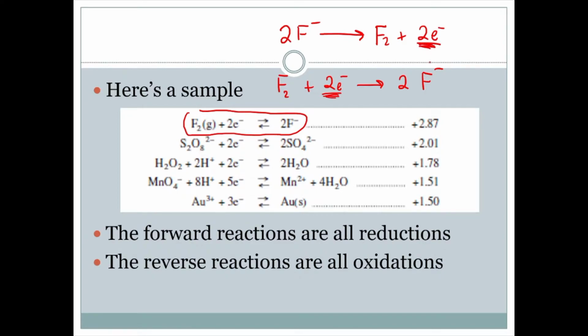So in a way, if the electrons are on the reactant side of the reaction, then it's a reduction reaction. If the electrons are on the product side, it's an oxidation reaction. Because if you remember our acronym, LEO the lion says GER: loss of electrons is oxidation. So oxidation is the reverse reaction on the table, and gain of electrons is a reduction.